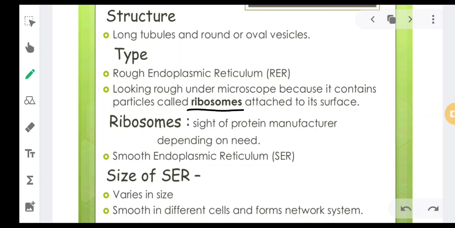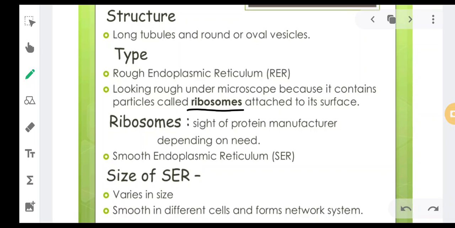Proteins are very essential for our body. For our body and our bones to become very hard, the proteins are very important. So ribosome does this job of producing proteins. Next is smooth endoplasmic reticulum. What is the job of this smooth endoplasmic reticulum? We'll see. It varies in size.